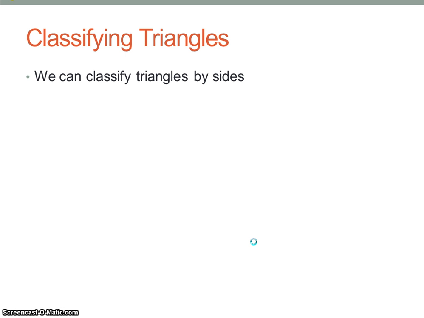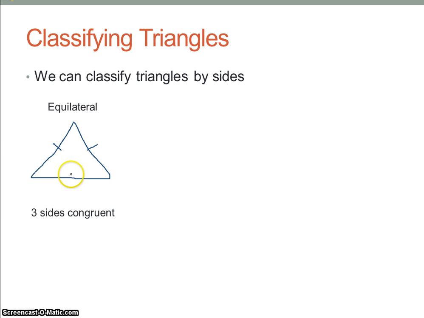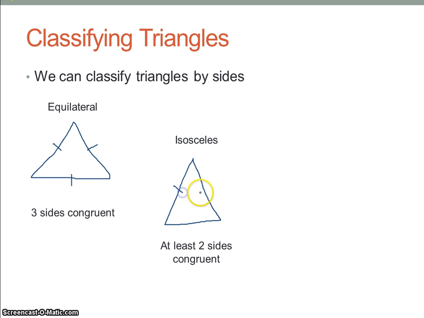Alright, so if we look at classifying triangles, we have two ways. We can classify them by sides and we can classify them by angles. So if we classify them by sides, we have three different kinds. We have an equilateral triangle where three sides are congruent. This is a terrible equilateral triangle. We can denote that with our dashes, that three sides are congruent. We've got an isosceles triangle where at least two sides are congruent. So we can denote that with 2 dashes. And then we have a scalene triangle where we have no sides congruent. This is where we could denote our 1, 2, and 3.